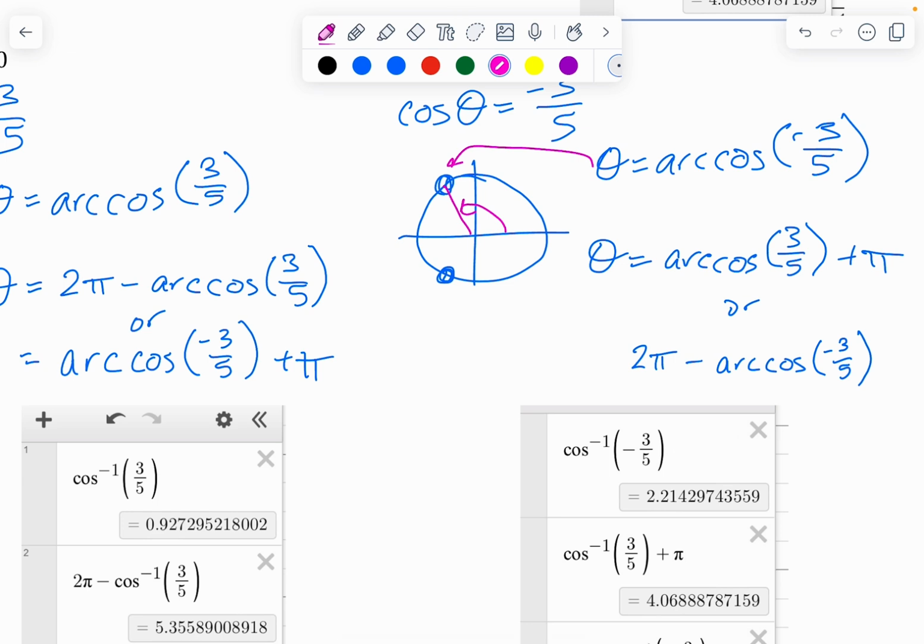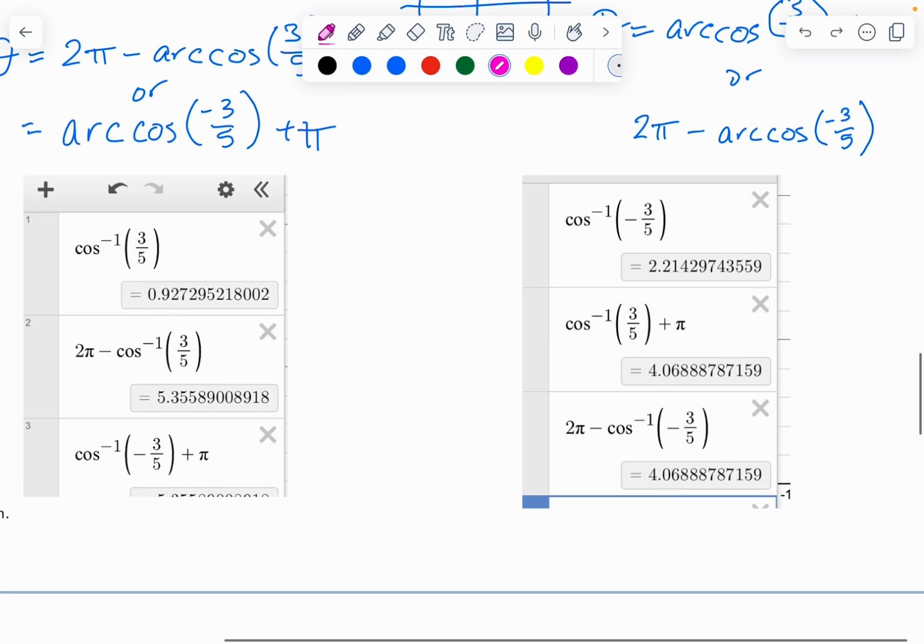If I take 2 pi, what I have done is I have gone all the way around here, and then I'm subtracting away that amount. And so then it sends me back to where I want to be. And I think I did show the decimal approximations.